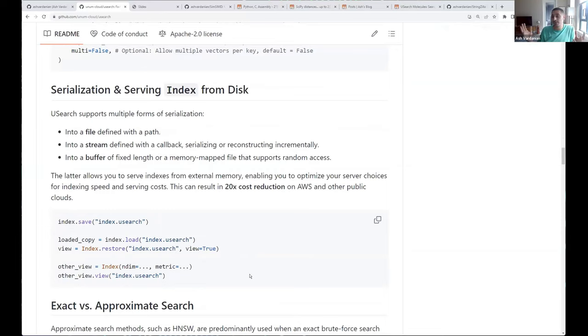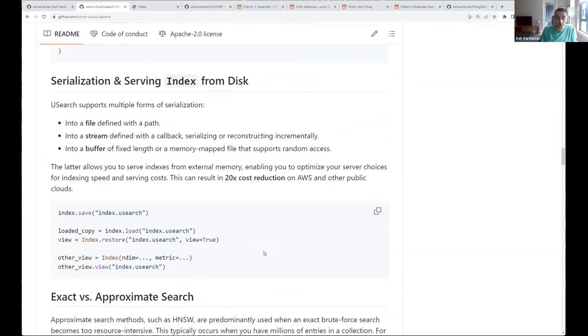So you can use a Biffy instance where you compute the index on a large instance, but then when you want to serve it, you don't want to pay for this much RAM. So you much rather serve the results from disk. You can do that with USearch as well.